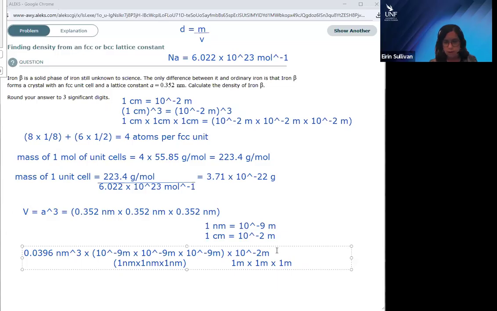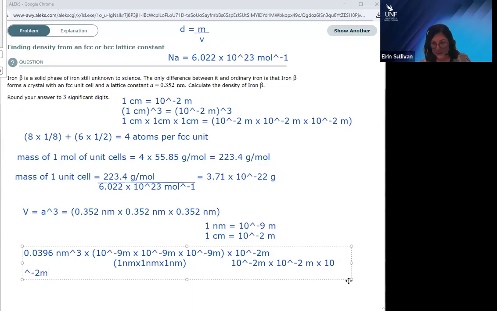Hang on, I've done that the wrong way around. 10 to the minus 2 meters. I really shouldn't talk and type. Times 10 to the minus 2 meters times 10 to the minus 2 meters. So that meter is going to cancel out, and then it'll just be 1 centimeter times 1 centimeter times 1 centimeter on the top.